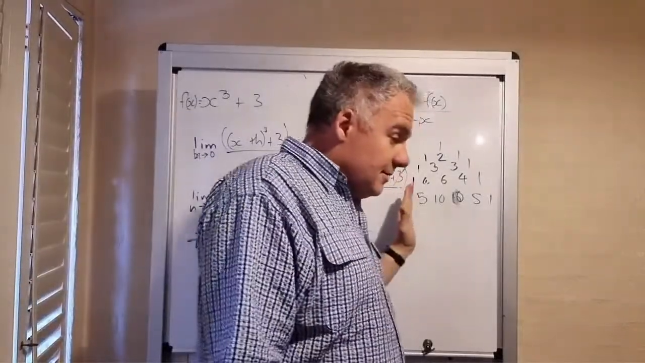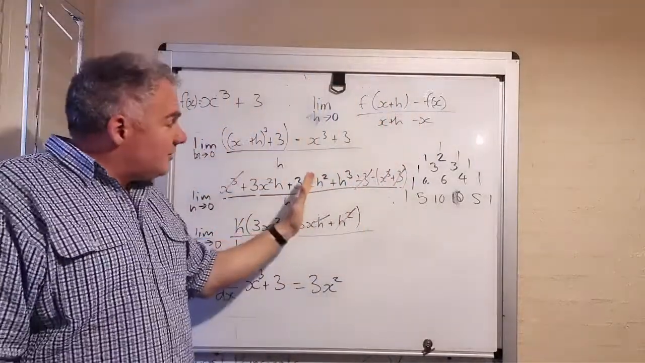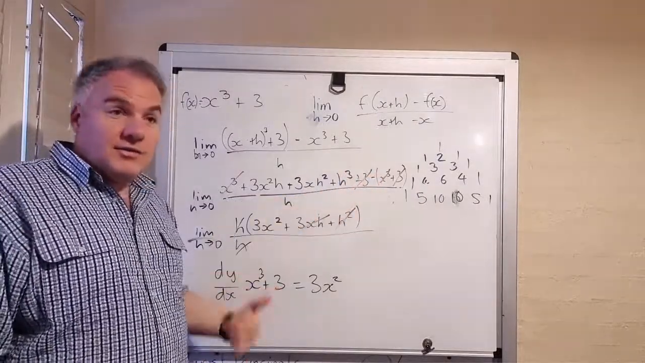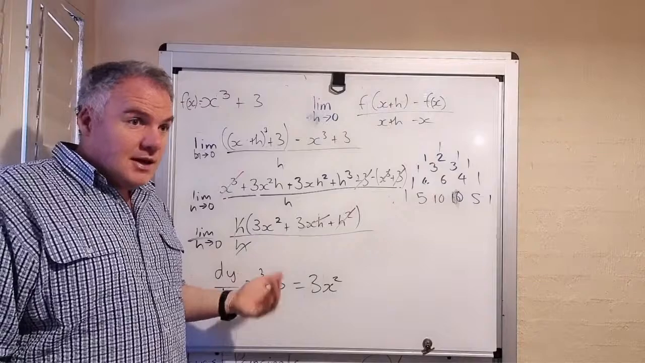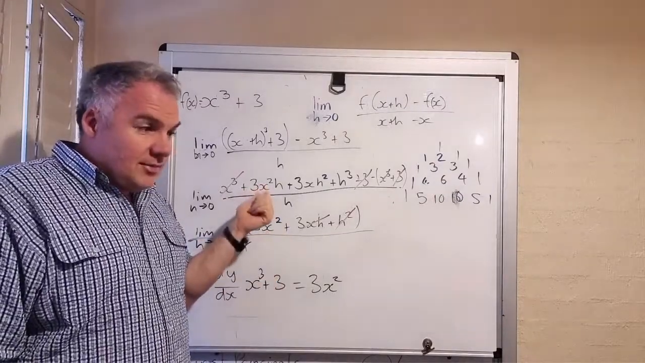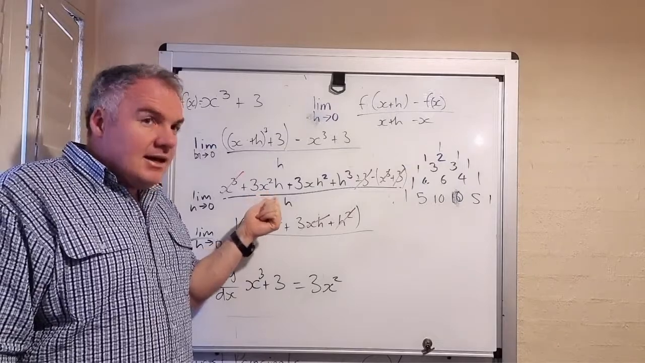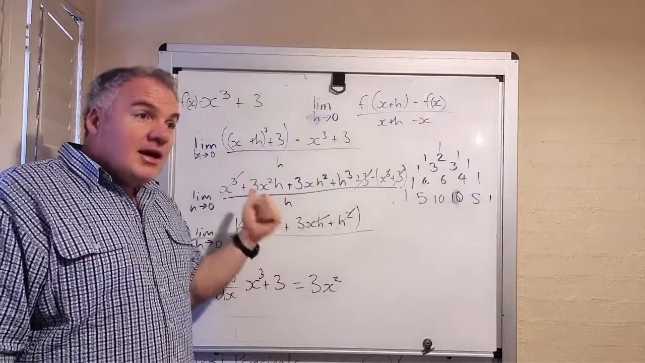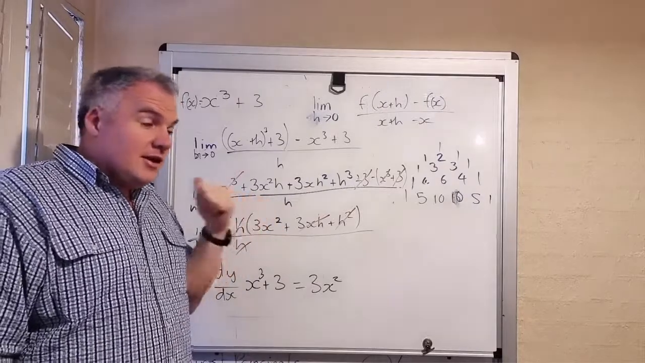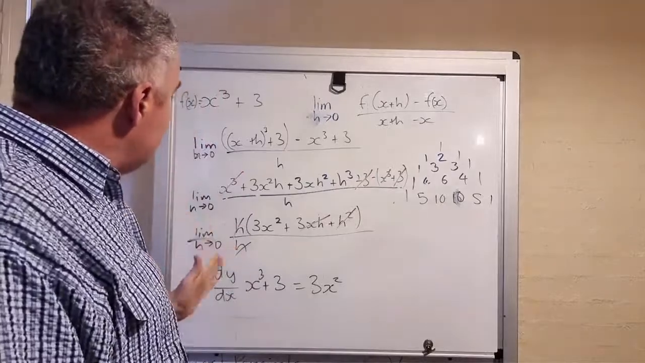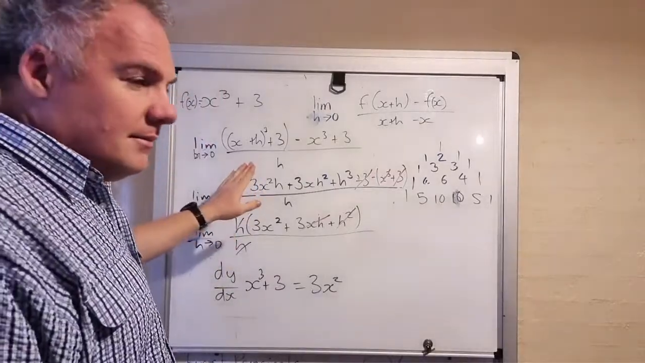Everything else has got h to the 2 or to the 3 or to the 4. So they go away as h goes to 0. And you're just left with this second term. Okay? This second term in the sequence is going to be the derivative with like powers. Okay? So the key thing is to focus on that.